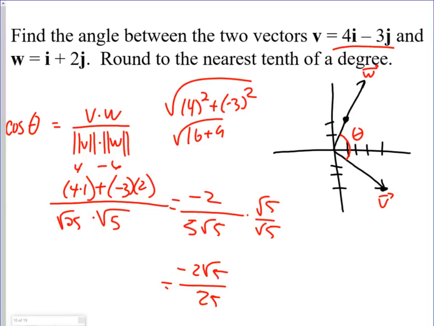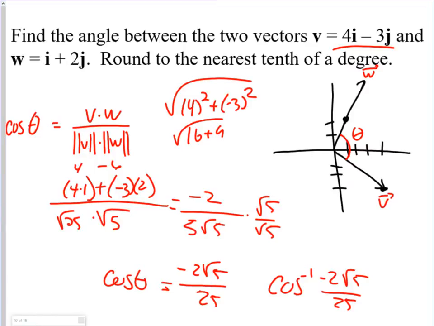Is this an angle? No, that's what cosine of theta is equal to. How do we get the angle? We're going to use the inverse. So we're going to ask our calculators, hey calculator, give me the cosine inverse of negative 2 radical 5 over 25. Someone find me the angle, please. You guys are trained for this.